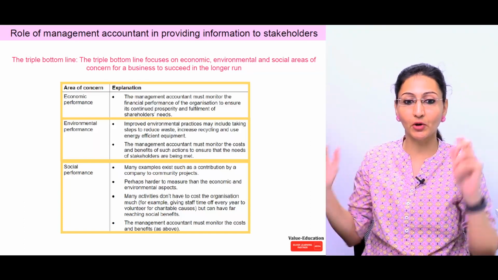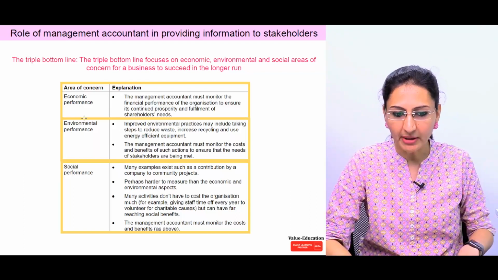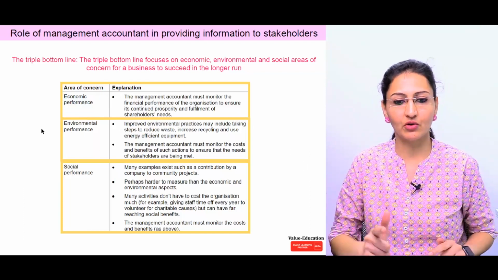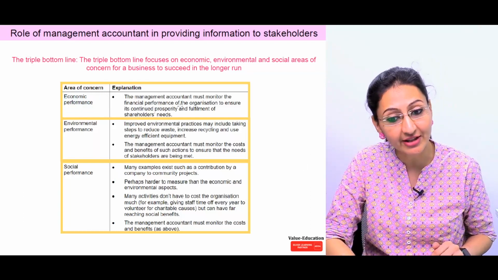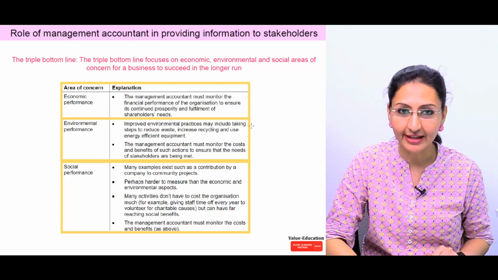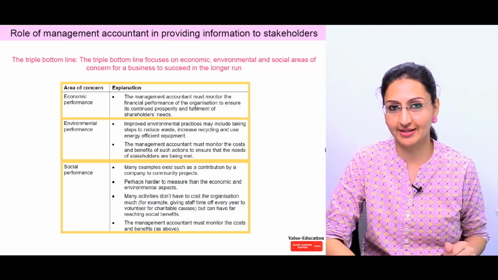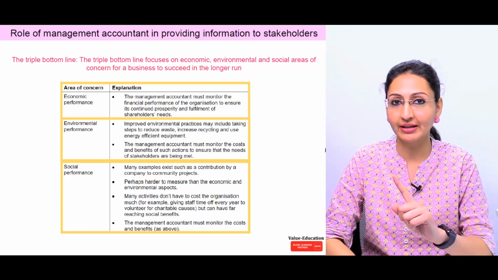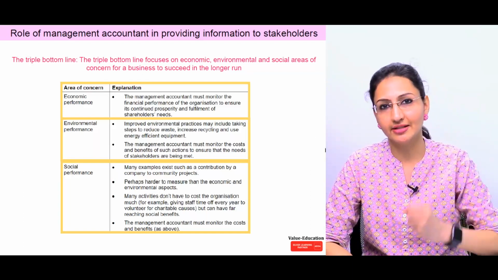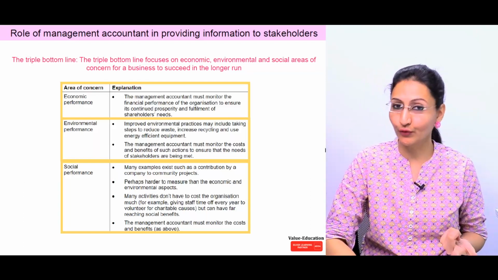That is triple bottom line. Now let's just see them in detail. Economic performance. So here comes the economic performance. Now the management accountant has to monitor the financial performance of the organization to ensure that it is fulfilling the shareholders' needs. That's economic performance. It has to fulfill the needs of the shareholders. The basic need, profitability, wealth creation, they have to fulfill.